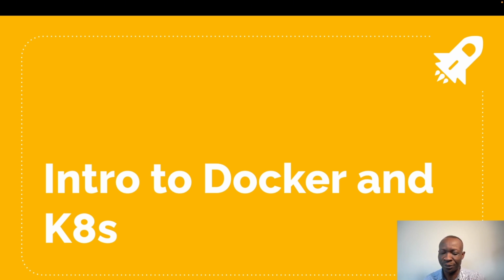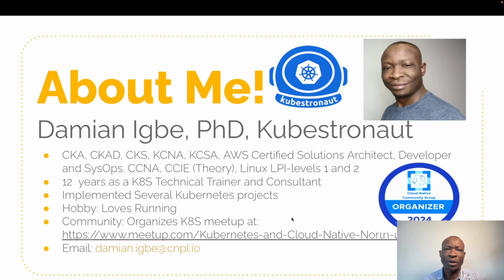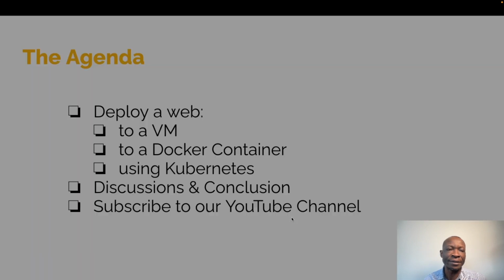a physical server. I'm Dr. Damien Igbe, a Kubstronaut, meaning that I've passed all the 5 Kubernetes certifications such as CKA, CKAD, CKS, KCNA, and KCSA. I'm also an AWS Certified Solution Architect professional. I have been using containers for the past 12 years.